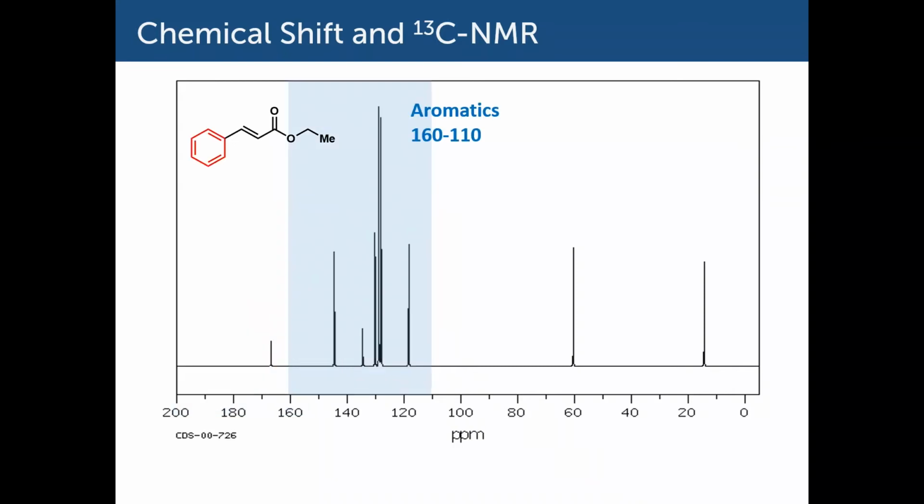Aromatic carbons are next. So these will fall anywhere between about 160 and about 110 ppm, although there are exceptions where you can be outside of this range on either side. And so these carbons will be from benzene rings or aromatic rings that aren't benzene, as you might have learned about last semester. You don't need to be a benzene ring to be aromatic.